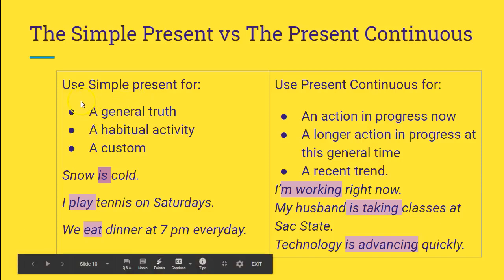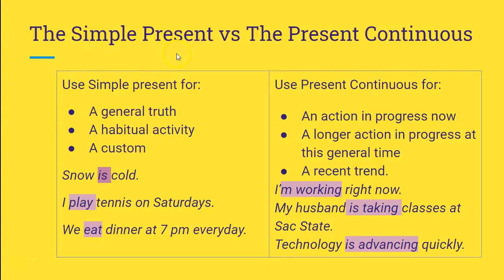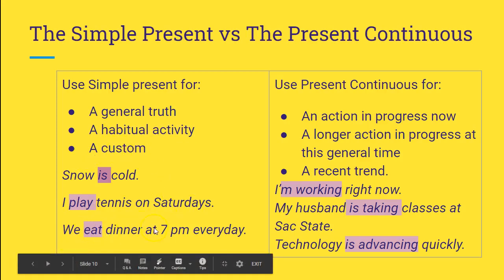Everyone. So today we're going to look at some of the differences between the simple present and the present continuous verb tenses. We use simple present for things like a general truth, like snow is cold, habitual activity, something that you always do. I play tennis on Saturdays. Or a custom. We eat dinner at 7 p.m. every day. That's kind of a habitual activity too.